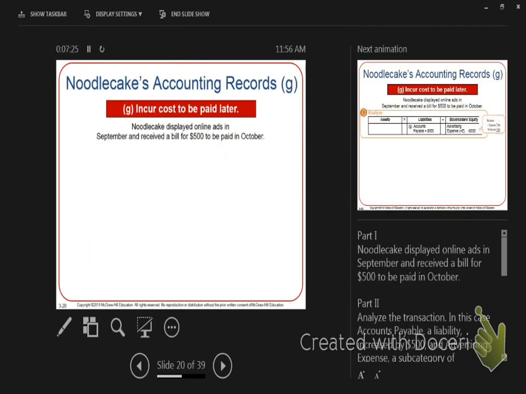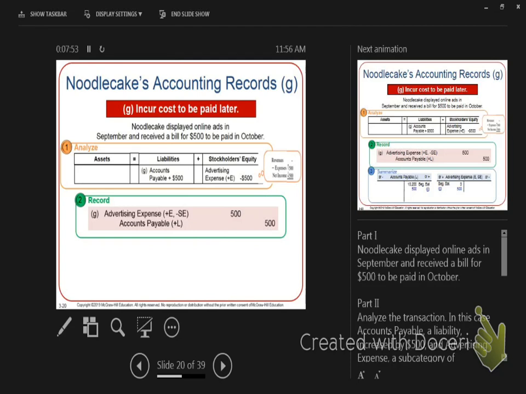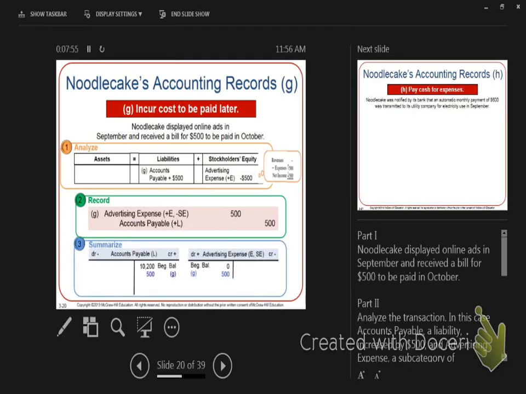Now, Noodle Cake displayed an online ad in September, and then we received the bill to be paid in October. We displayed the ad in September and got the bill to be paid in October. Ad expense and accounts payable. Because we did not pay them.